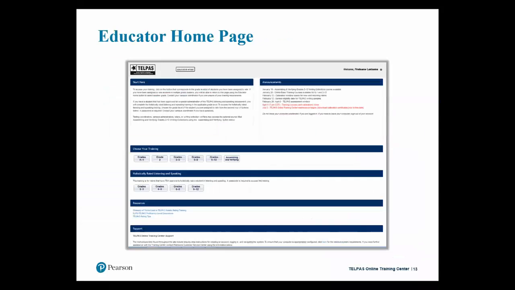And this is what the homepage will look like when the raters have created their account. And on the right-hand side of the screen, you'll see where they're able to select the settings drop-down if they wanted to change their password or update their profile. And this is also where users will go to sign out of the online training center.